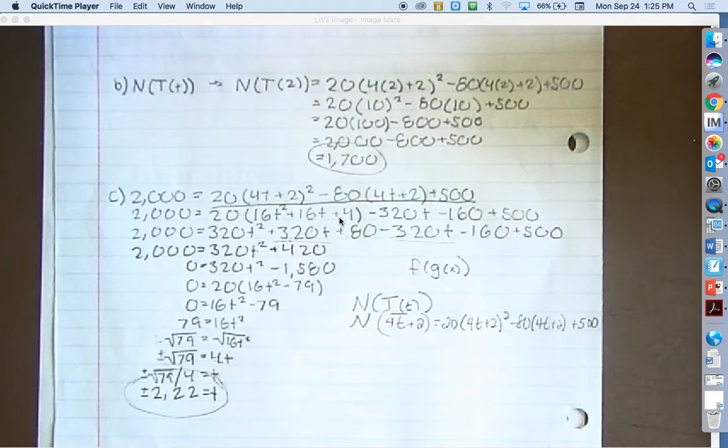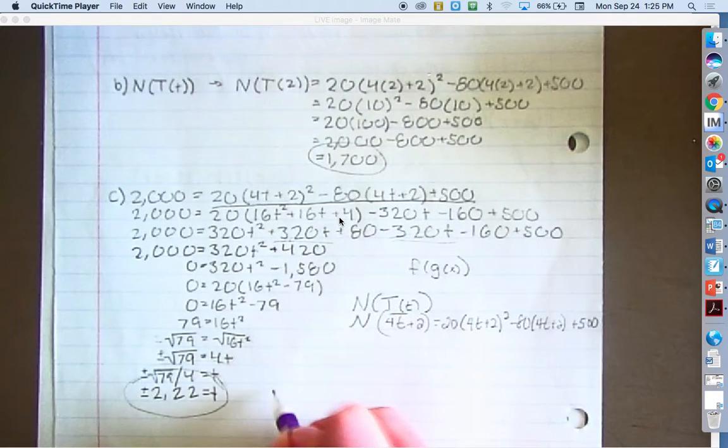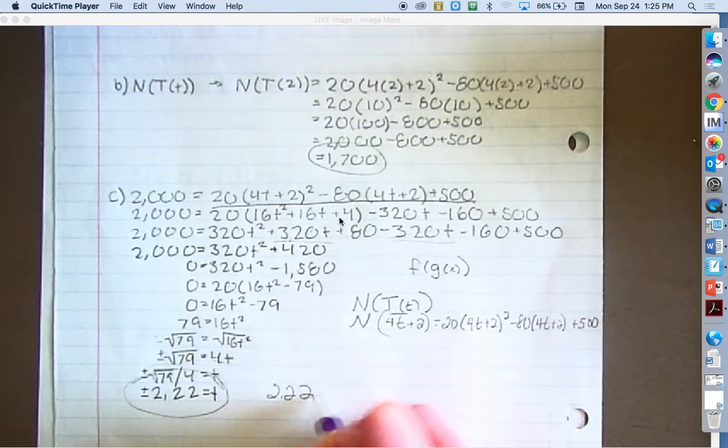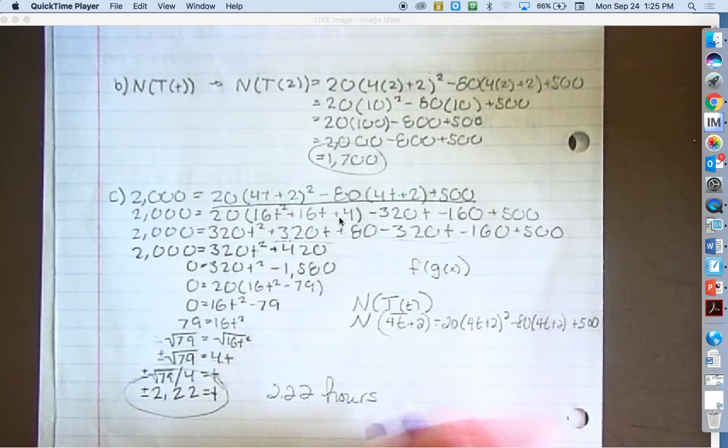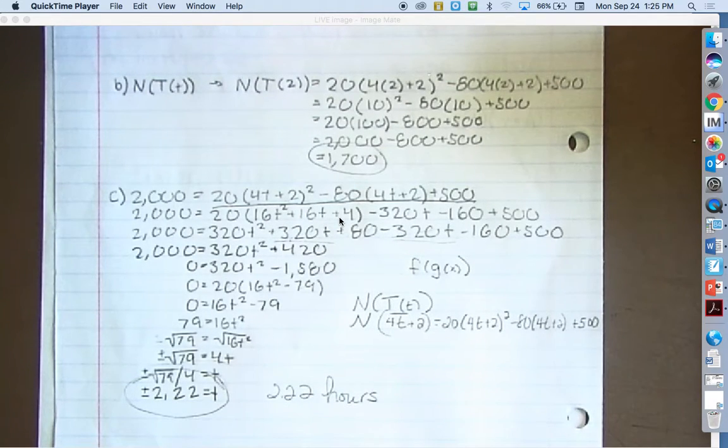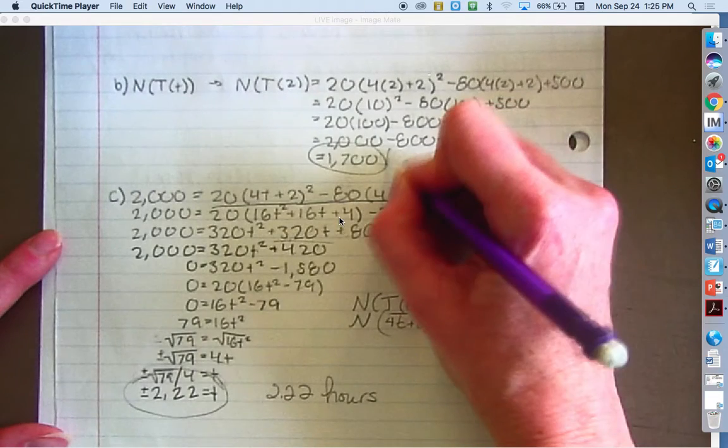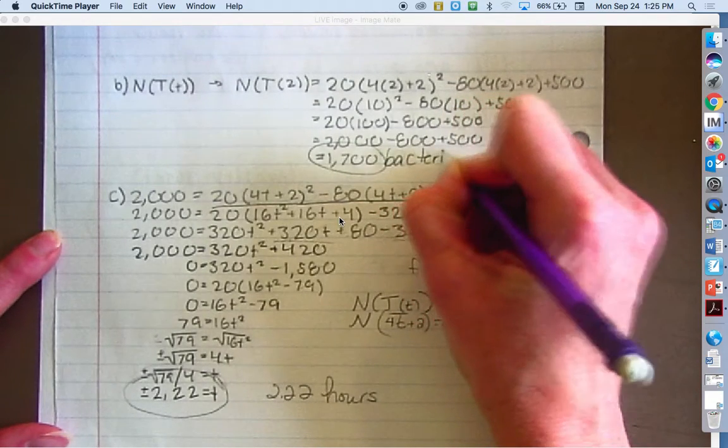So if you're finding the composite function, you're taking the 4t plus 2 and plugging it in for the temperature in the number of bacteria function. And then as she said, this should be 2.22 hours. It's positive because you can't have a negative amount of time. The first number, the 1700, represents the number of bacteria, which would be in your food.